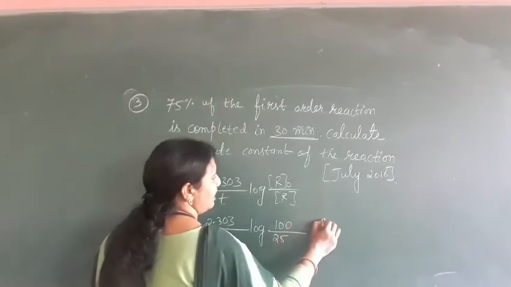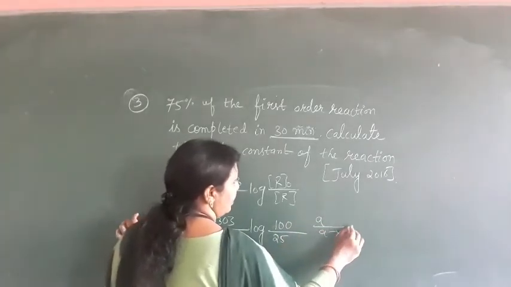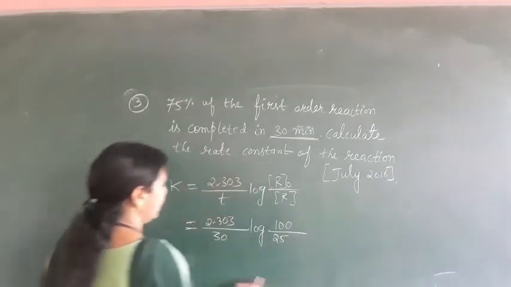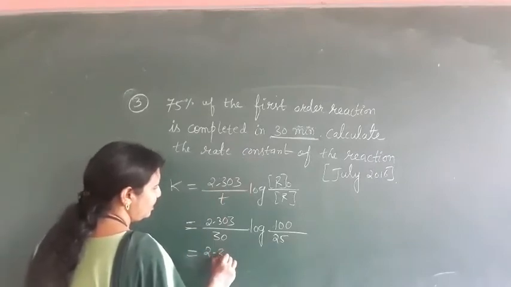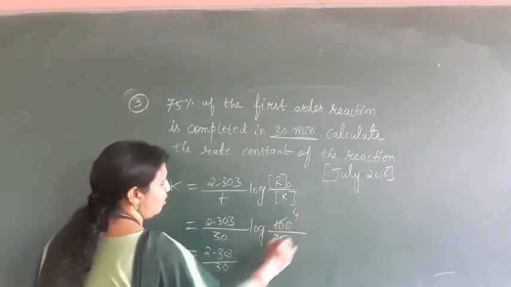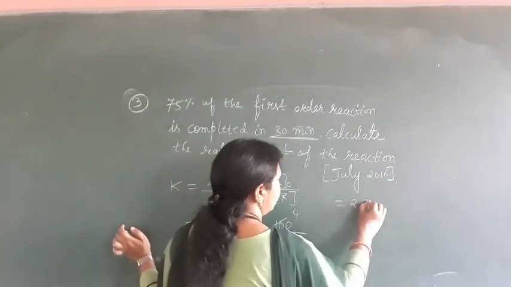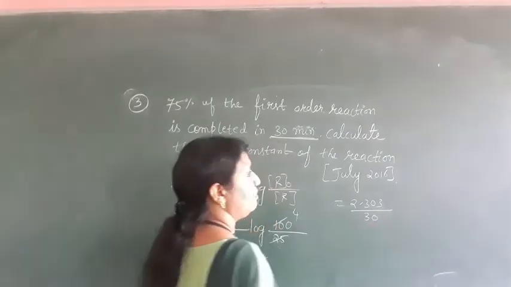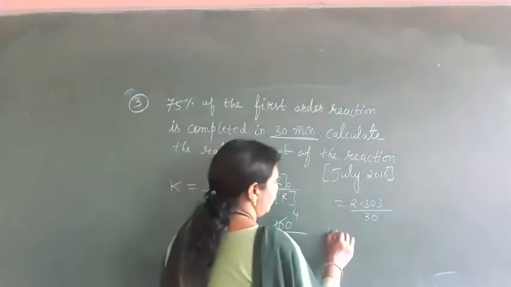This is also the formula A divided by A minus X, so 100 minus 75 gives 25 only. Now just solve it. 2.303 divided by 30, then 100 by 25 we will get 4, so log 4. So next we have 2.303 divided by 30, and the log 4 value. It is log 2 value.